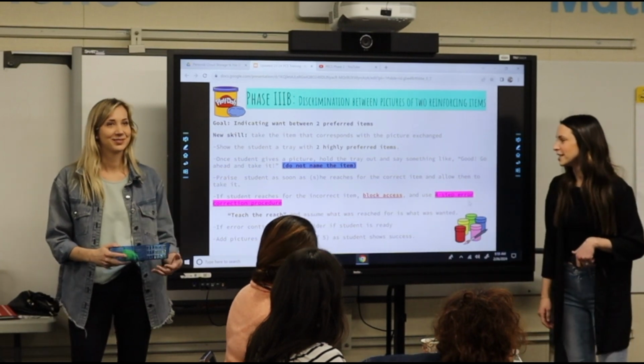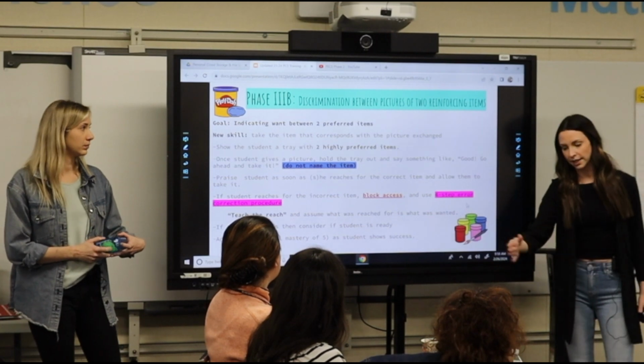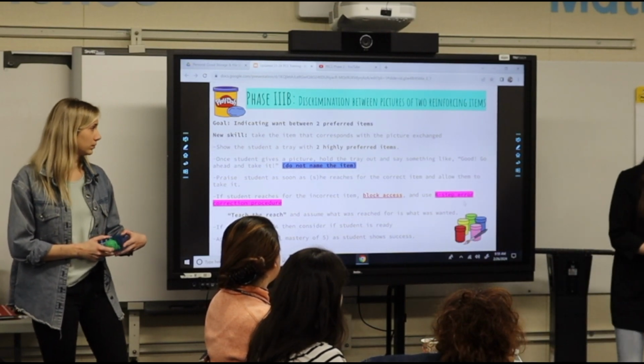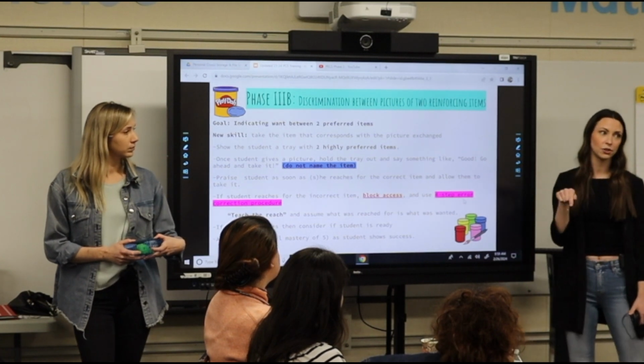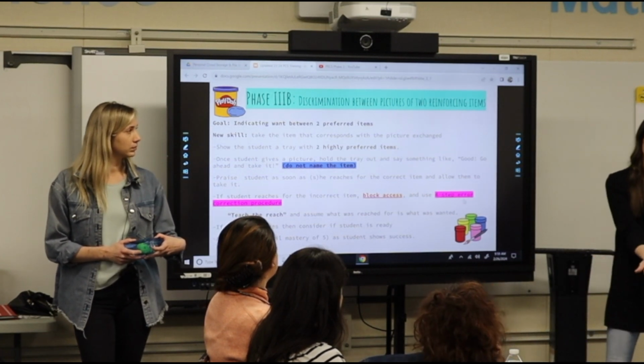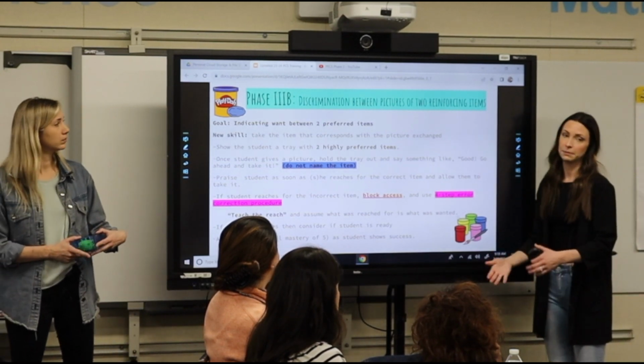If the student reaches, block access and use the 4-step error correction. So you block the access, you put it back on the book, the icons. You know they're reaching for that Rubik's Cube. You know that's what they want. You cover the squish toy icon. So even though they want both, you have to be able to tell what they want.